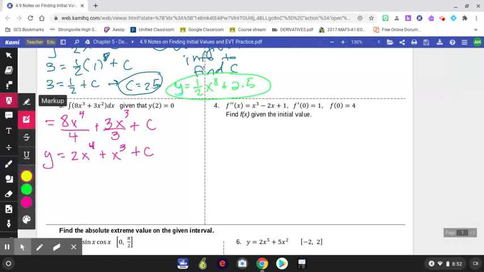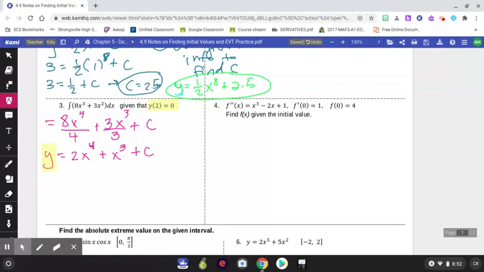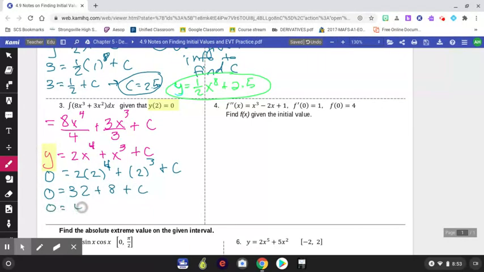And notice that I'm writing this as y equals, because again, I have this given information where I have an x value and a y value, okay? And I need to be able to substitute those numbers into this function. Okay, so if y is equal to 0 and x is 2, my job is to find the value of c. All right, so 2 to the 4th is 16 times 2 is 32 plus 8 plus c, right? This gives me 0 equals 40 plus c, so c must equal negative 40, right? Just a little algebra here, okay?